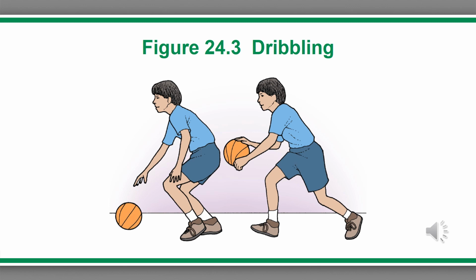Here's our picture of someone dribbling. Notice he's using his finger pads. He's not using the palm. His eyes are up. He's protecting the ball. He's got that left arm in front of him.